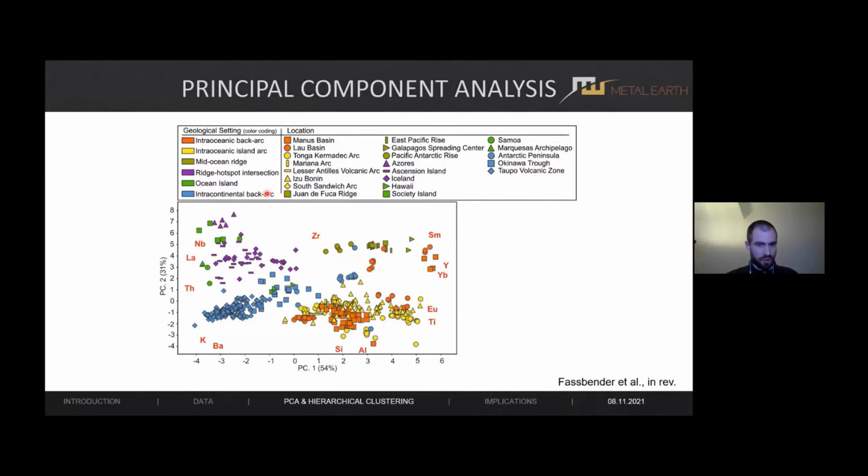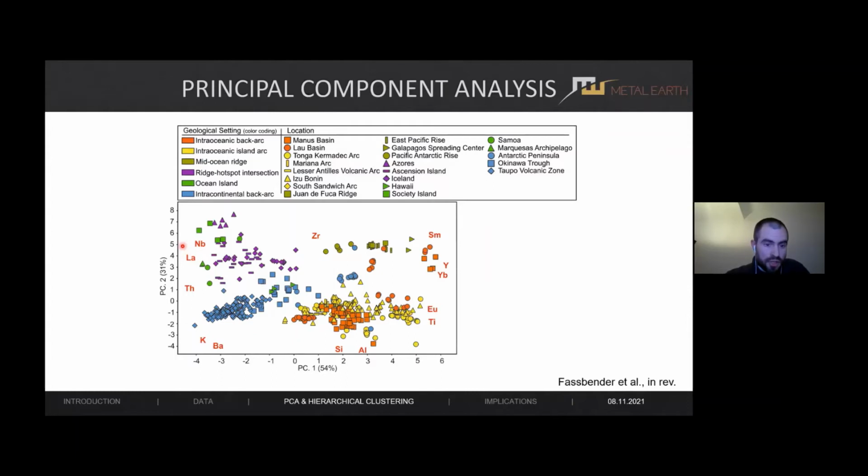And principal component analysis, or PCA for short, is a data transformation technique. It's nothing new at all. It's been around for more than 100 years, but it's been increasingly used in recent years, and so did we. So what it does, it reduces all the variables, so all these elements here, into a number of components, and each of those components is affected by all the variables.